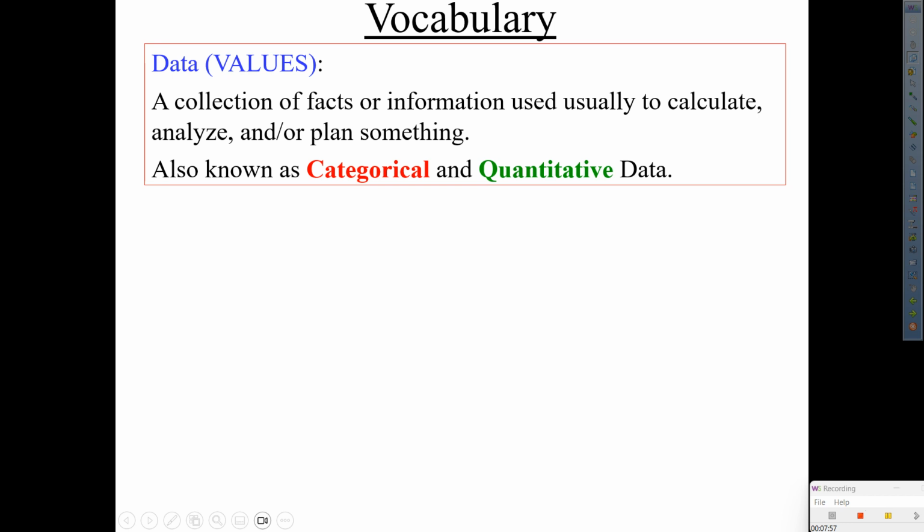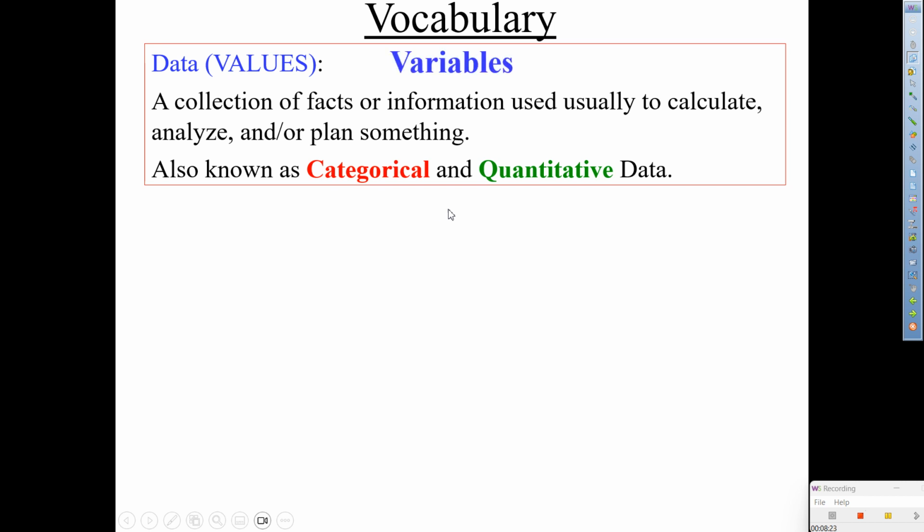And we said that data are values, that is, a collection of facts or information. We talked about surveys yesterday. We talked about inferential versus descriptive. You guys remember that? Yeah? All right. So now we're moving on. We're still focusing on variables, okay?